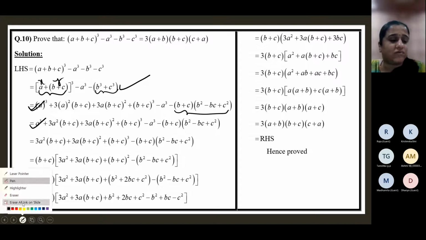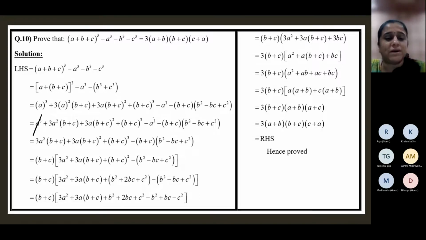After that, what happens is this: A cubed and minus A cubed get cancelled. And then we write the remaining terms. In the remaining terms, you can see that B plus C is common. So we'll bring out B plus C common and we have all this inside the bracket.